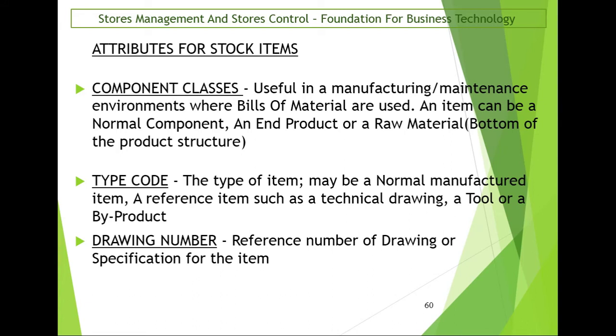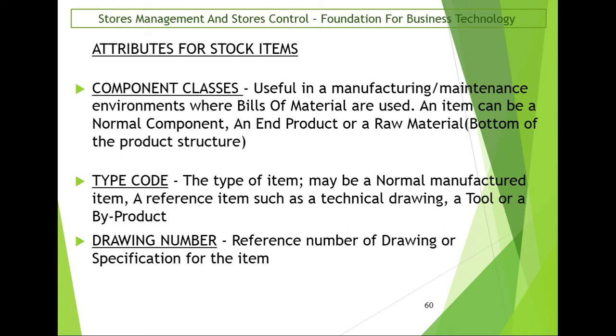The item could also be a tool, because the stores could be keeping certain specialized tools so that when a person needs to go and cut trees in the location, they come and borrow the chainsaw from stores and then they return it when they've finished what they're doing.